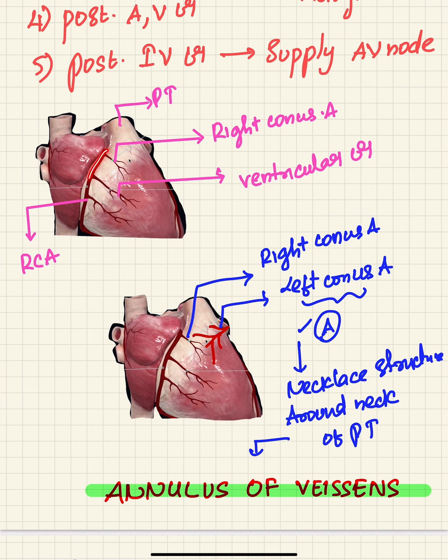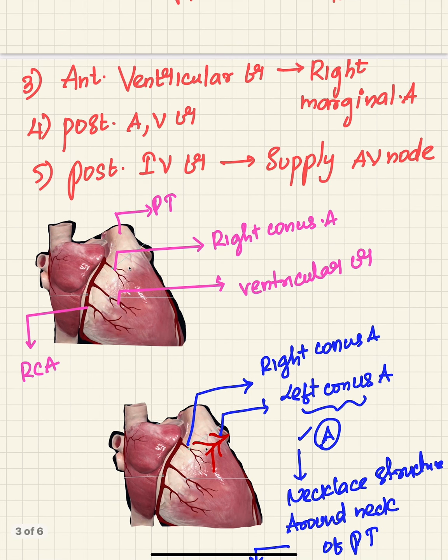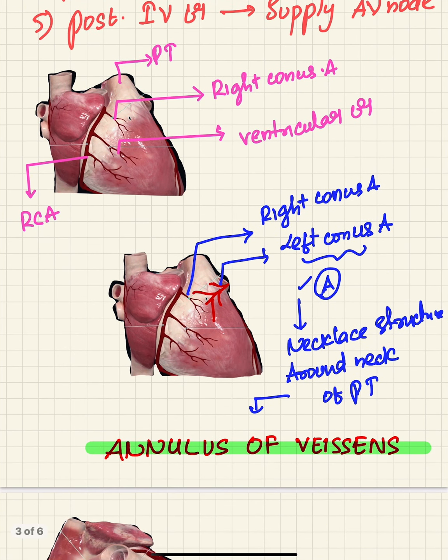So this is the right coronary artery, and this is the right conus artery. This is a ventricular branch, that is nothing but the right marginal artery. And now coming to the conus artery.